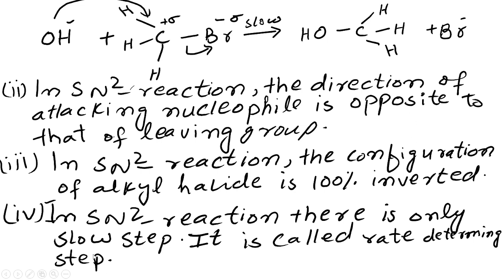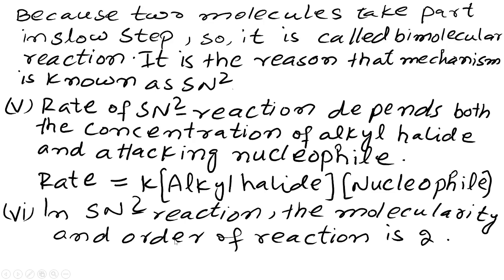Next, point number 4, in an SN2 reaction there is only a slow step. Means there is only a single step, and that is the slow step, so it is called the rate determining step. Because two molecules take part in the slow step, it is called a bimolecular reaction. Two molecules are involved, one is the nucleophile, the other is probably an alkyl halide. It is the reason that the mechanism is known as SN2.